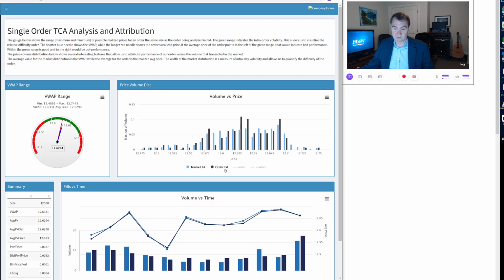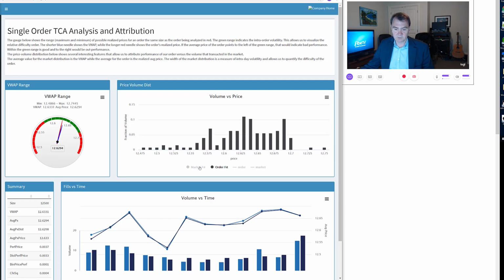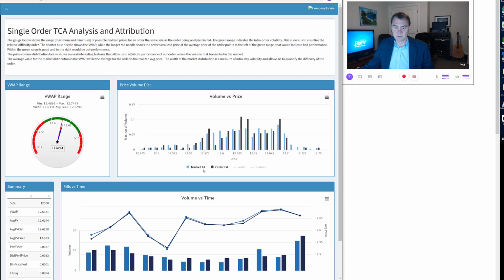So if I turn that series on, we can take a look at it. And what we see is, well, these two distributions are similar. Here's our order fraction of a volume as a function of price. We do see little differences. And in this case, we're a buyer, so down here at this price, we actually see that we traded a little bit more on a relative basis than the market. So the percentage of our order at that particular price, which is $12.51, was a little bit higher for our order than the market, and that's a good thing.